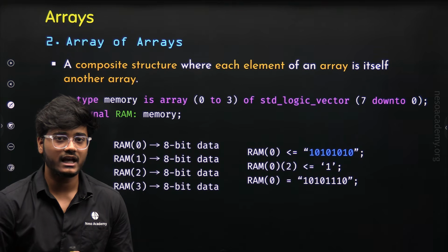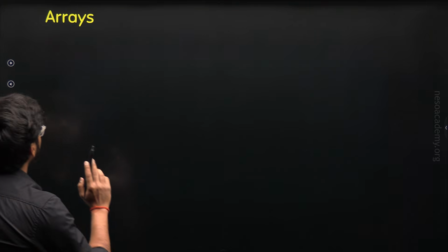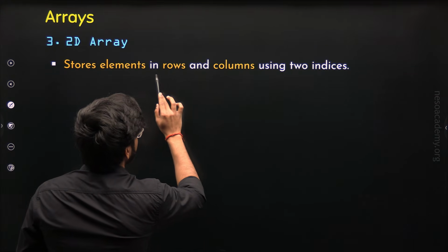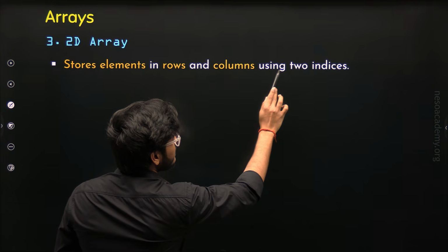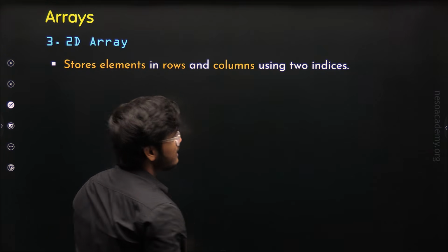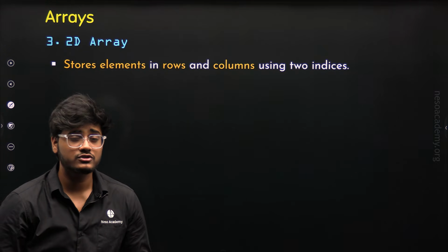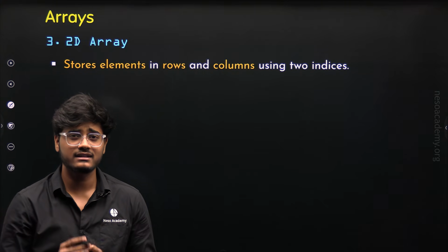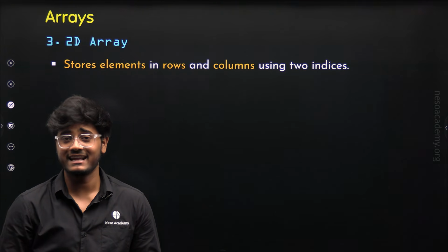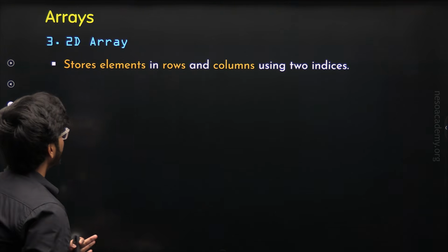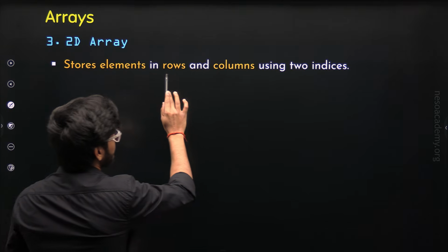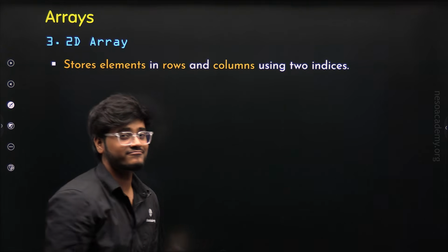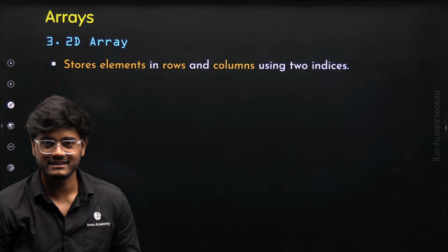Let's see the third type of array, which is the 2D array or two-dimensional array. It stores elements in rows and columns using two indices. Just like a 1D array, which stores common data type in a single row. Now a 2D array is a collection of multiple 1D arrays, which means a 2D array stores common elements in rows and columns using two indices. Let's understand this using an example.